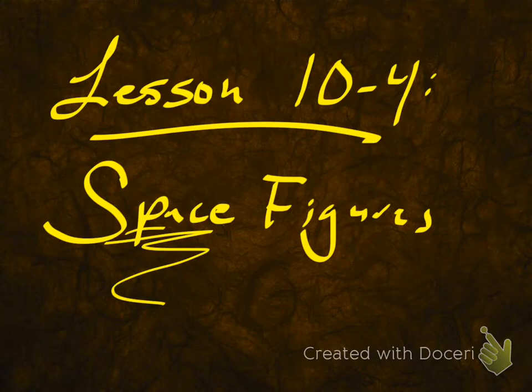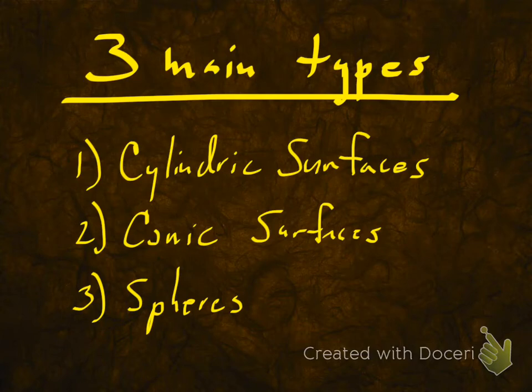All right, so space figures break into three main types that we're going to talk about. There are other types floating around, but we're going to talk about cylindric surfaces, conic surfaces, and spheres. Those are the three main types. Cylindric surfaces means like a cylinder. It doesn't necessarily mean it's round in any way, shape, or form. In fact, we're going to see that prisms are included in cylindric surfaces.